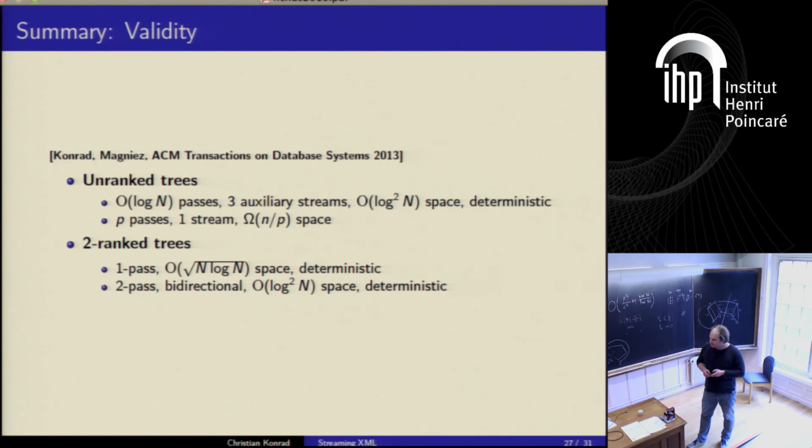So if we do this, these are basically the results to summarize. For unranked trees, this gives a log n passes, 3 auxiliary streams, and log square space deterministic algorithm. Then we have this lower bound that p passes don't really help because of the set disjointness problem if we have only one stream. And we have particular algorithms for ranked trees that are essentially used also for the algorithm for unranked trees.